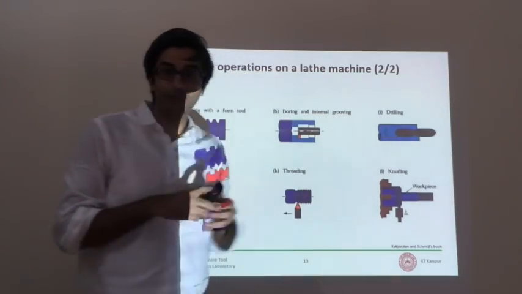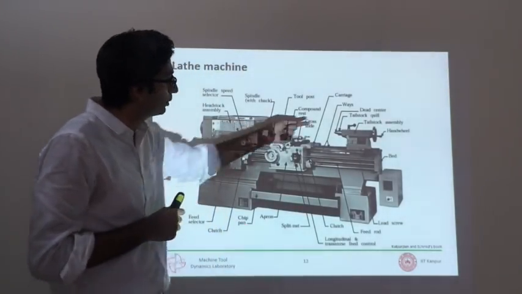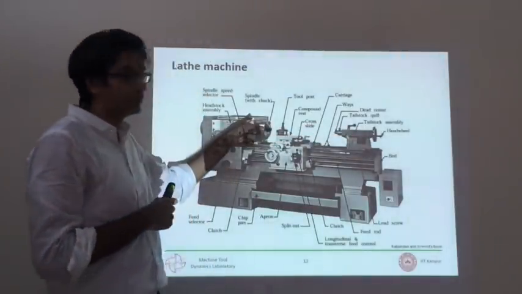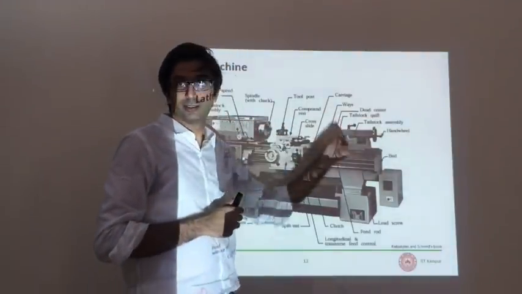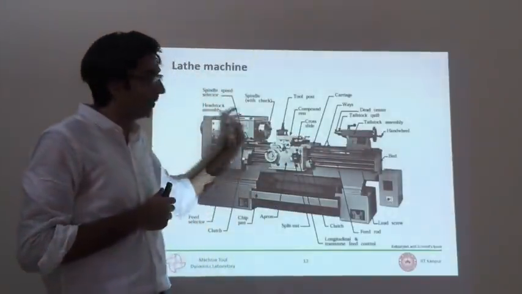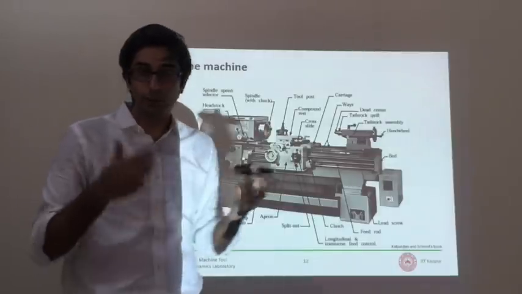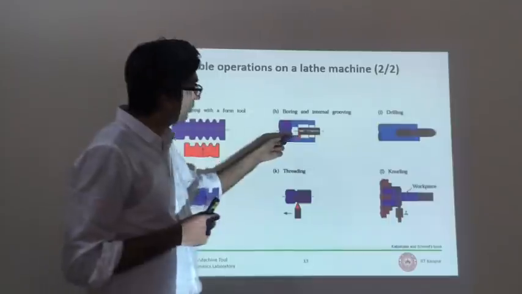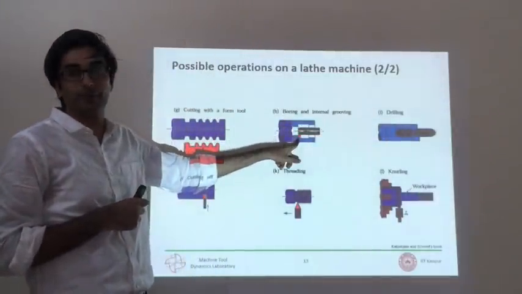What you can do, if I go back, is this is the same machine. If I put a drill bit in the tailstock, and the workpiece is over here in which I want to make a hole, and I rotate this hand wheel, the drill comes out. And because the workpiece is rotating, the drill goes inside and creates a hole. So you can also do drilling inside the turning machine. So you create a hole with drilling and then you enlarge that hole using boring.